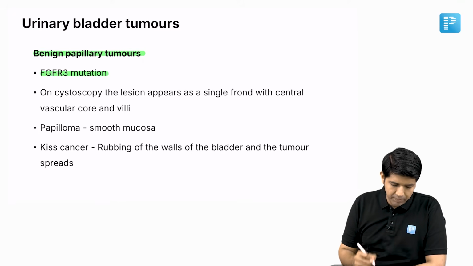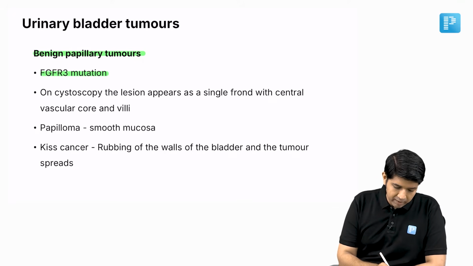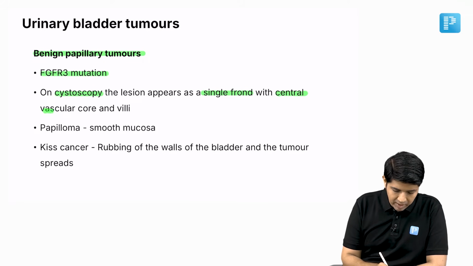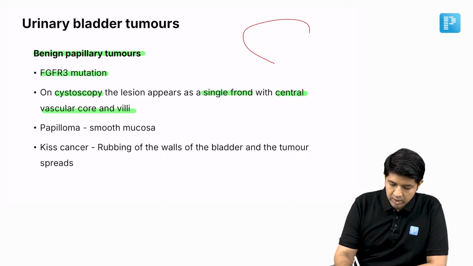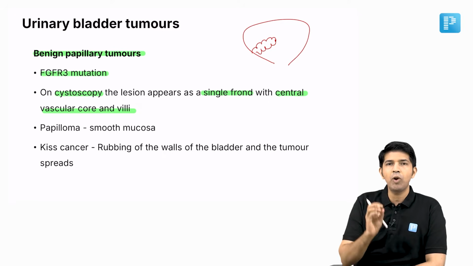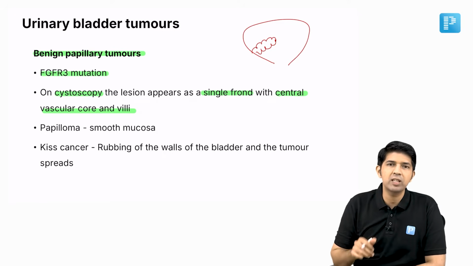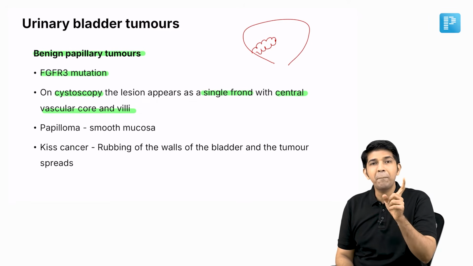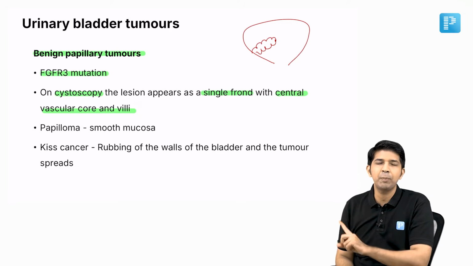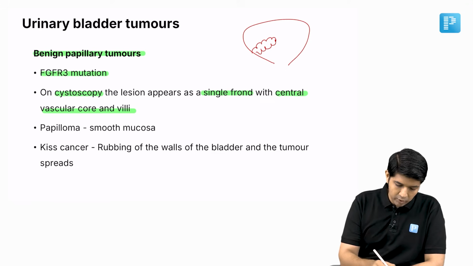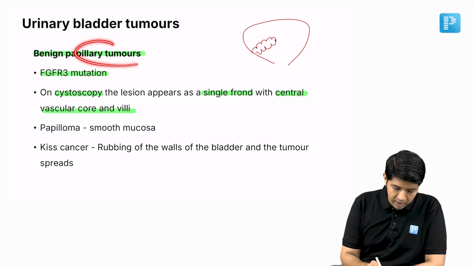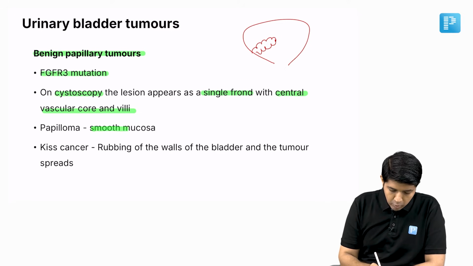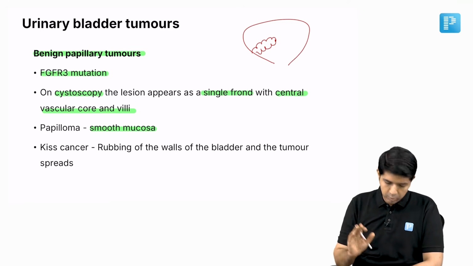These patients will have an FGFR3 mutation, and when you perform a cystoscopy, these lesions will appear as a single frond with a central vascular core with the surrounding villi. So, if this is a urinary bladder, they will have this frond-like appearance or a papillary projection that is coming out. Because it looks like a finger-like projection, that is why it's called a papillary tumor. The mucosa on this particular papillary tumor is a smooth mucosa.